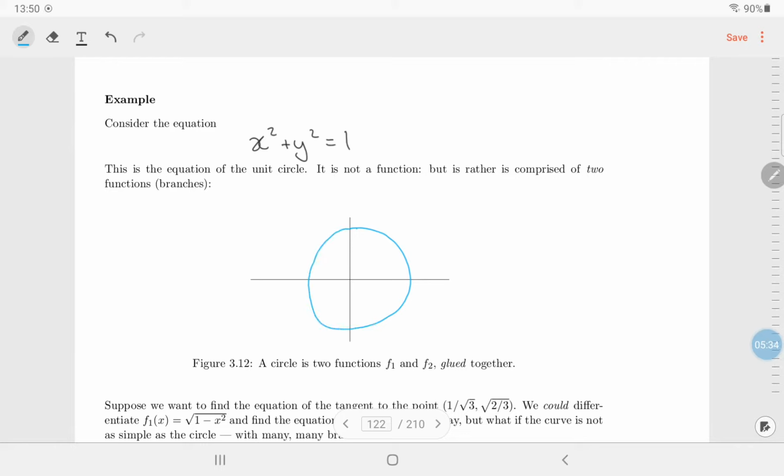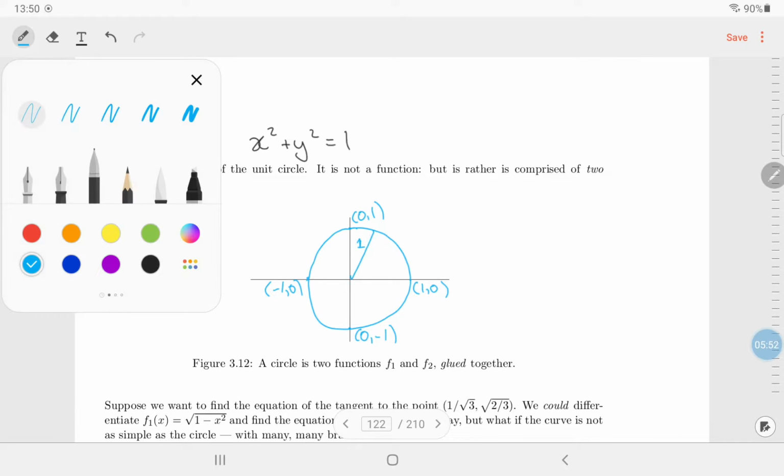Okay, so take a point on, now this is a unit circle, so radius 1, so this is the point 1, 0. This is the point 0, 1. This is the point minus 1, 0. And this is the point 0, minus 1. So the radius is 1. So I'm just going to show that every point on the circle satisfies this equation.